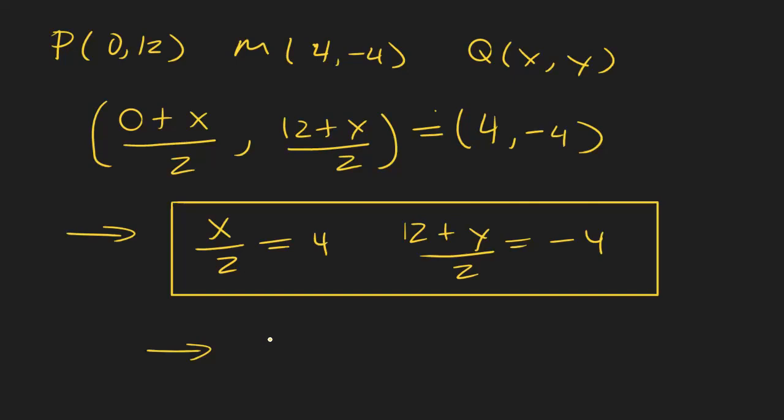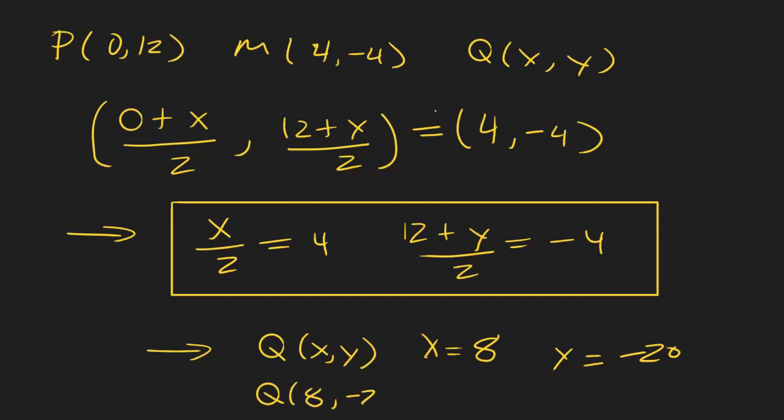The solution is that you find x. So what is x? X is going to be 8. What is y? Well, y is going to be negative 20. So in that case, we know that Q is going to be 8, negative 20. I know that I said that you should try it, but in either case, at least you have the solution. I'm sorry that I keep saying midpoint, but that's the endpoint in either case.